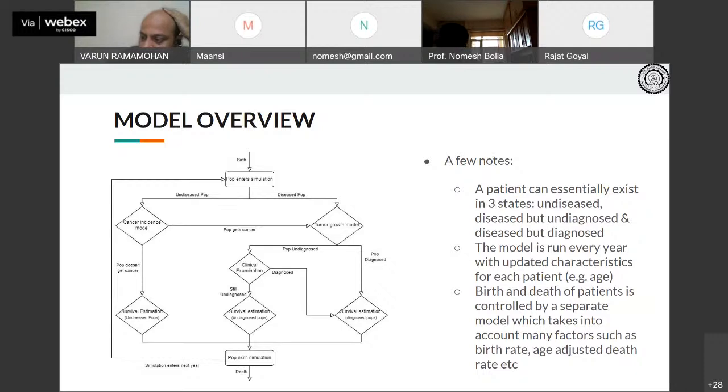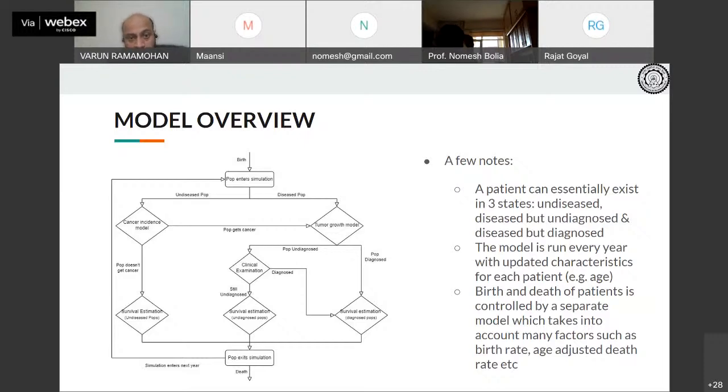So what we do, of course, the first thing to do is to model incidence. We develop a simulation that is initialized with around 100,000 people, or 1 lakh people, and then the first thing is to figure out who gets cancer in each time step. We have annual time steps in the model. Once a certain set of people have developed cancer based on certain risk factor characteristics, we have to model the progression of the tumor, right? So how do they move from one stage to another stage?